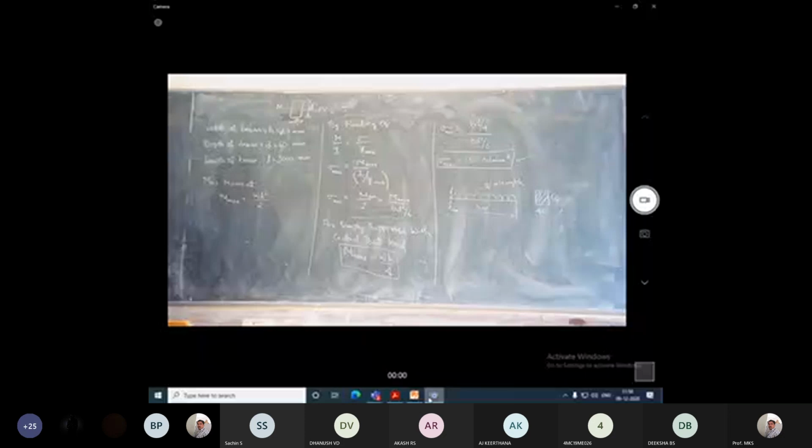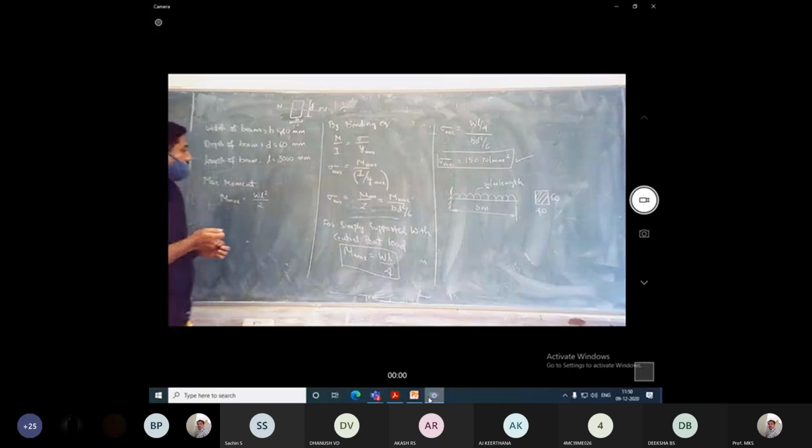Right? So what is the maximum moment you calculate? The same expression, here also nothing is different. Here I need to find W. W is the unknown. You will get the answer in terms of W. WL square by 2.